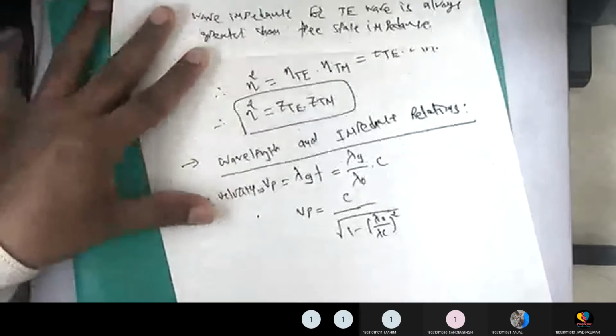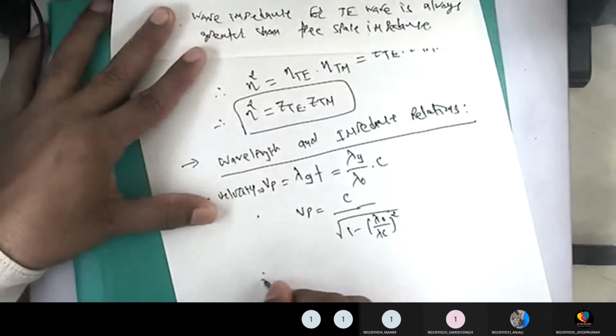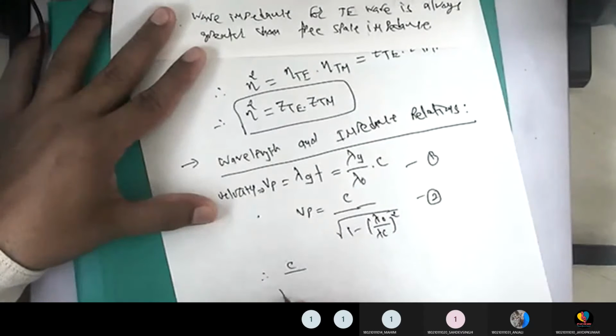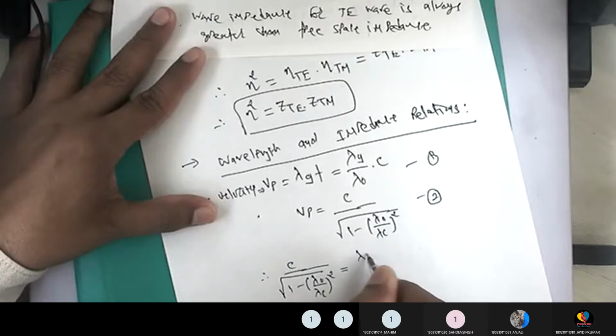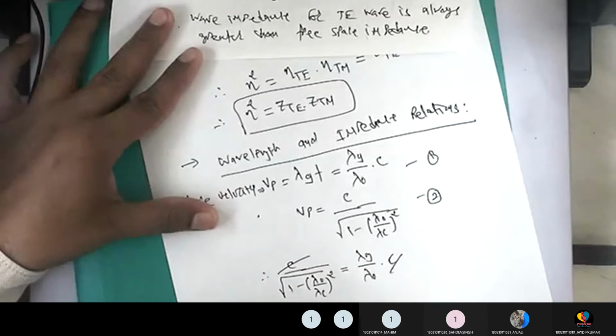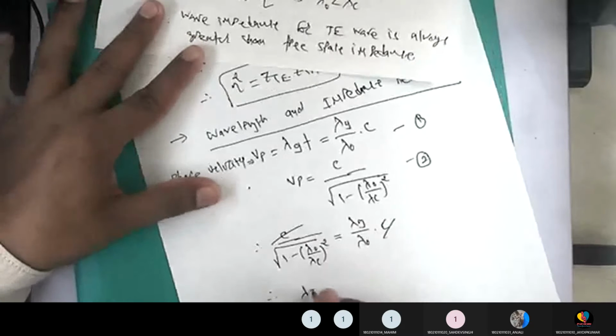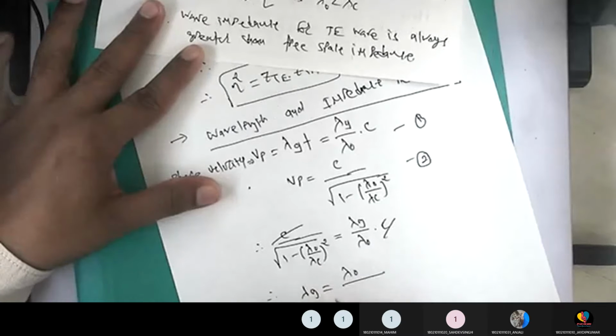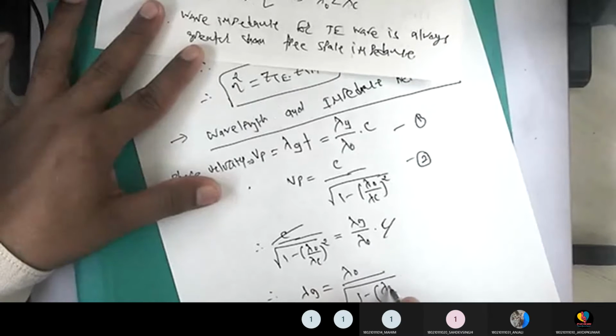So what I can do is put these two expressions, 1 and 2, equal. Then I will get c divided by the square root of 1 minus lambda 0 by lambda c whole square, and that is equal to lambda g by lambda zero into c. It is very obvious that c will cancel, and now everything is in terms of lambda g. So lambda g becomes lambda 0 by the square root of 1 minus lambda 0 by lambda c whole square.